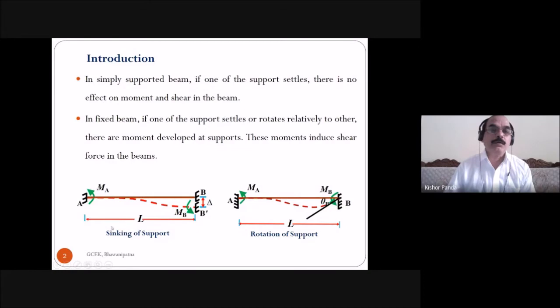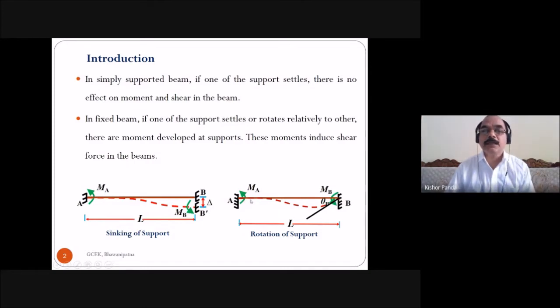These moments induce shear force in the beams. Look at this figure. This is a fixed beam, and this is the fixed end, and this is the sinking of support. This is support A and B. Here you see the B support sinks by amount delta, and the new position is B dash. This delta is the sinking of the end B to B dash.